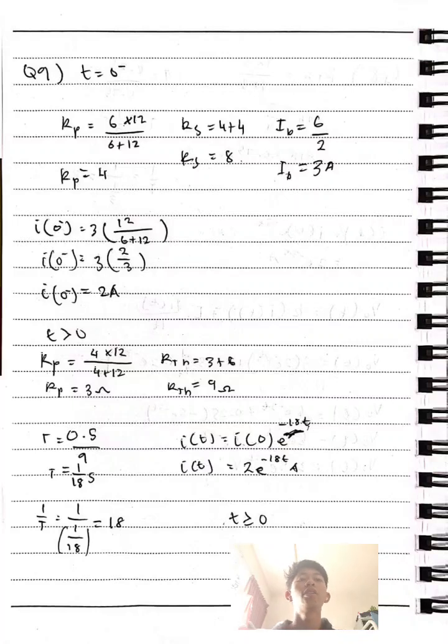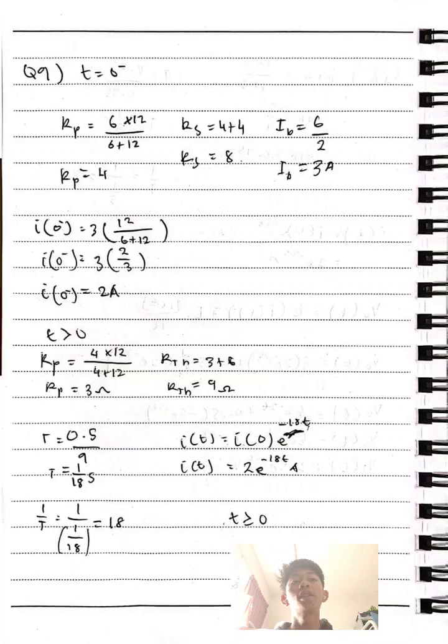Next, for t greater than 0, the switch changes position, altering the circuit topology. We calculate the new Thevenin resistance seen by the inductor, which gives us 9 ohm. And with an inductor value of L equal to 0.5 H, we find the time constant, which is equal to L divided by R Thevenin, or 1 divided by 18 seconds. This gives us a damping factor of 1 over tau of 1.8.